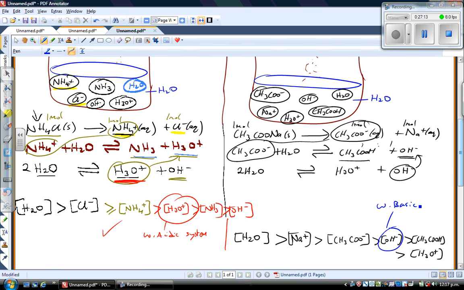Now that we've introduced the idea that some of these systems, or a lot of these systems rather, affect the pH of the solution and make it weakly acidic or weakly basic, we can introduce the concept of weak acids and weak bases next week. Okay.